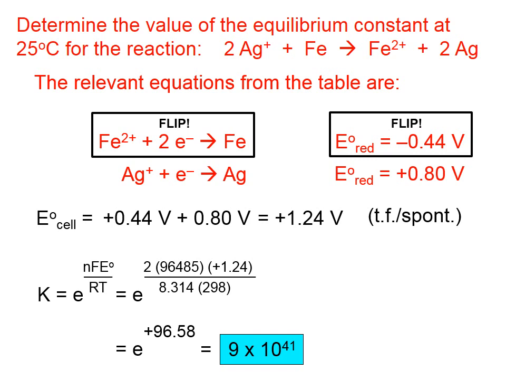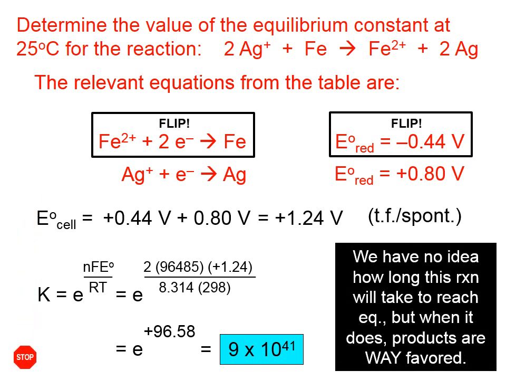What does this tell us? Well, this tells us that equilibrium lies way to the right. We have no idea how long this reaction will take to reach equilibrium, but when it does, products are way favored. That's how you relate delta G naught with E naught with the equilibrium constant K.